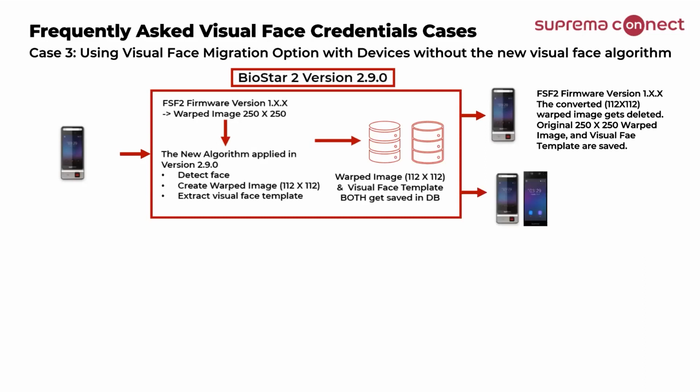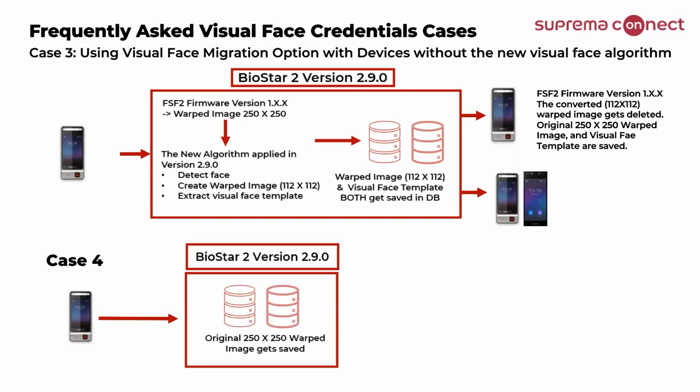Now, if you have FSF2 and a BioStation 3, which both have the new visual face algorithm, then it will save both the WAP image, the 112 pixel one, and the visual face template. Lastly, case number 4. We have an FSF2 with a firmware version 1. What would happen there? The original 250 times 250 WAP image gets saved.